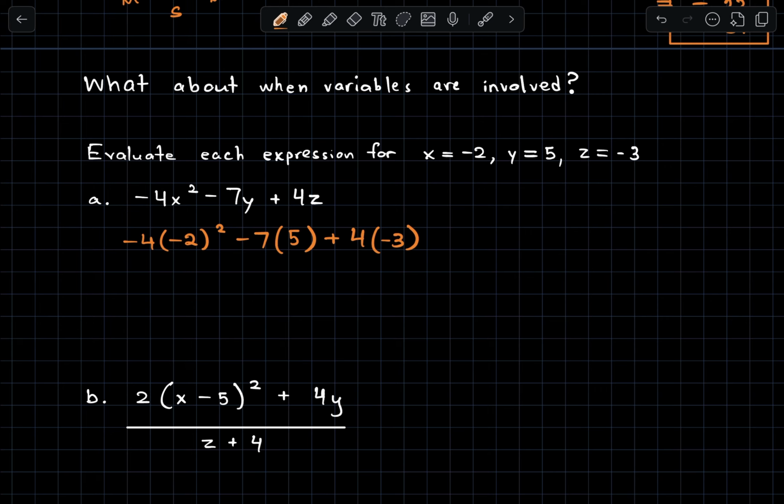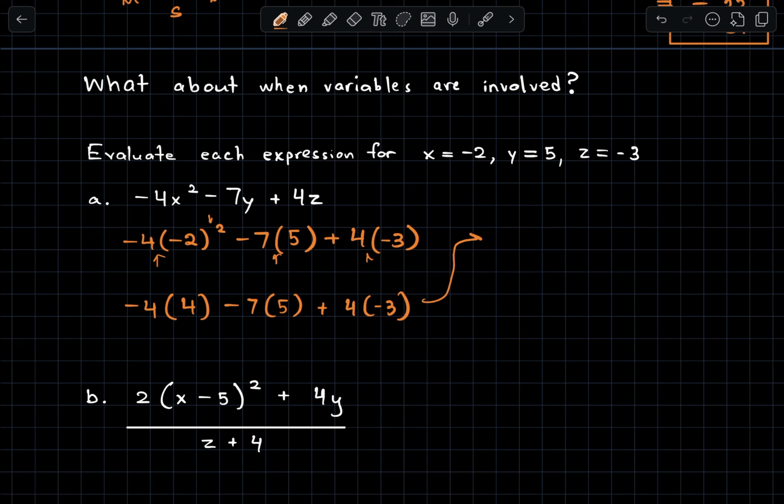Okay. Now let's consider PEMDAS. We don't really have operations inside of parentheses, but we do have an exponent here to raise first. And then we've got some multiplications, and then finally addition and subtraction at the very end to worry about. So -2 raised to the second power is going to give us a +4. Everything else pretty much just stays the same.